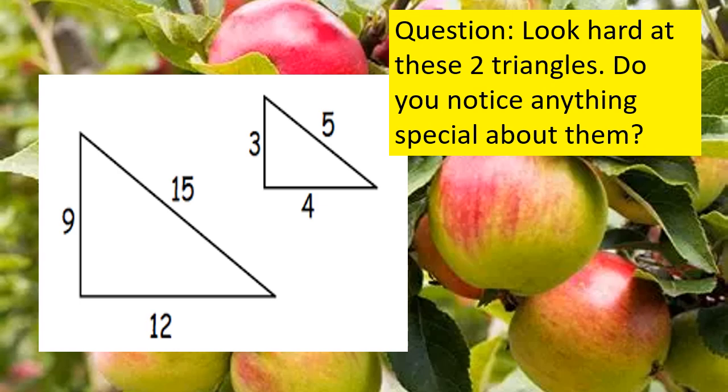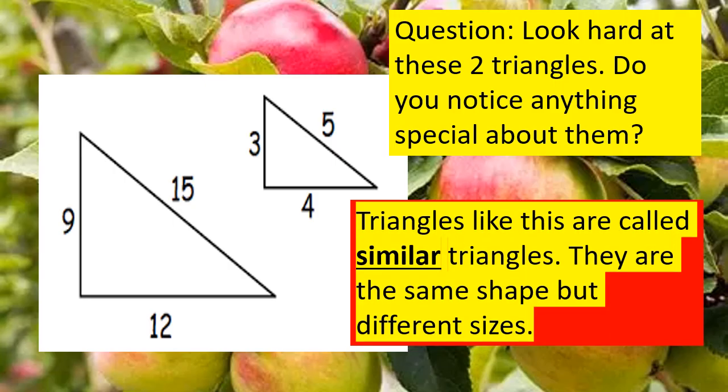Question. Look hard at these 2 triangles. Do you notice anything special about them? And the answer, triangles like this are called similar triangles. They're the same shape, but different sizes.